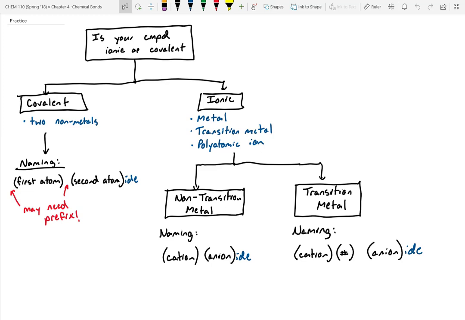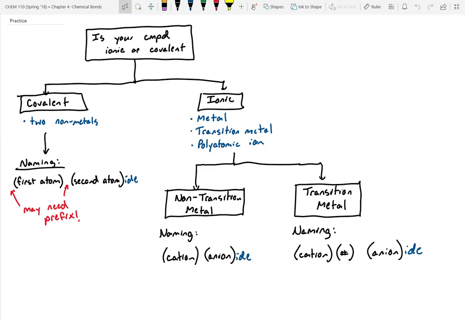We said covalent compounds are between two nonmetals, and ionic compounds fall into three categories. It's either something that contains a metal, a transition metal, or one of the polyatomic ions. And like I said, one of the easy ways to spot a polyatomic ion is you've got a compound with more than two atoms, right? If you're naming covalent compounds, that's when you need the prefixes. Ionic compounds don't. However, if you've got a transition metal, that's when you need that Roman numeral.